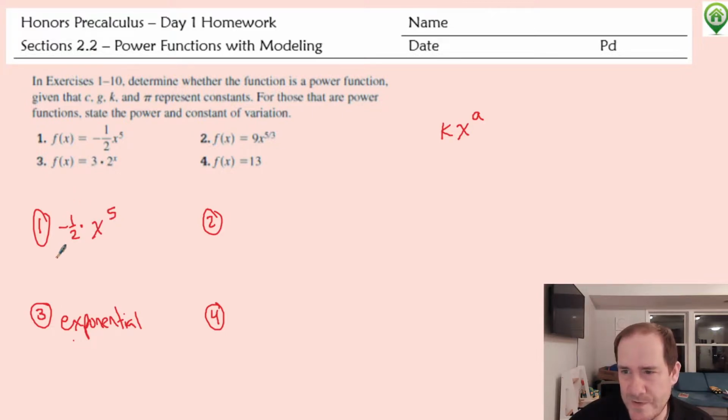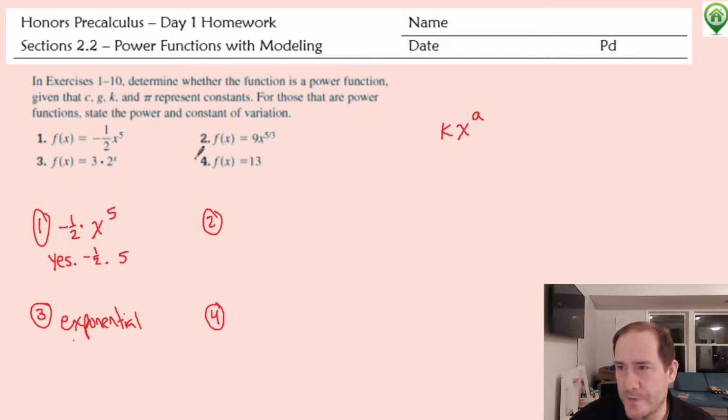So looking at this, we're saying yes, it's a power function. The constant of variation is the negative 1/2, and the power is 5. The power being 5, on a different assignment we said also decide whether you're a monomial. So this thing would be a monomial because that power is a whole number, meaning it's a positive integer. It's not a constant function because it's got x to a power.